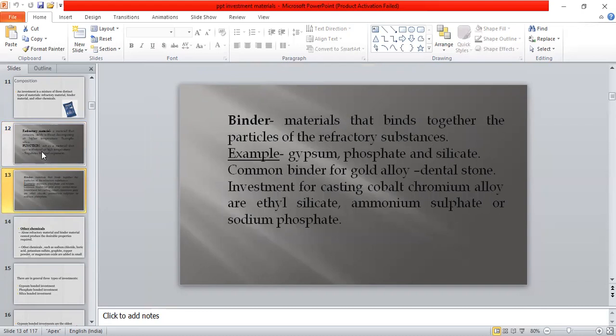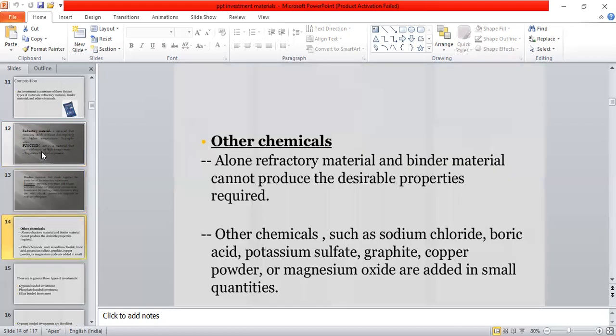Next composition is the binder. Binders are the materials that bind together the particles of the refractory substance. Examples are gypsum, phosphate, and silica. So some binders for the gold alloy: for the gold alloy, the binder is dental stone, and the investment for casting cobalt chromium alloy are the ethyl silicate, aluminum sulfate, and sodium phosphate.